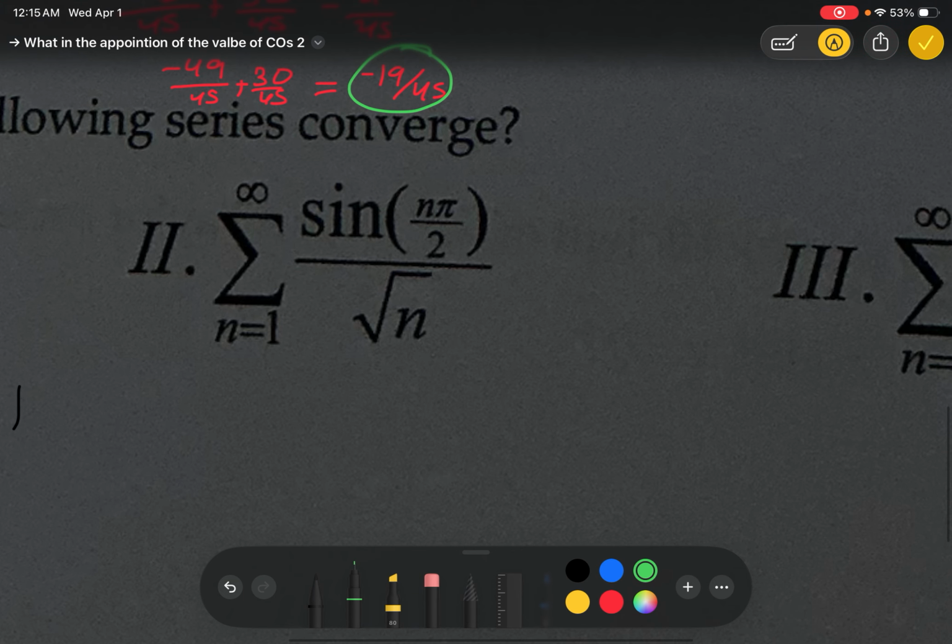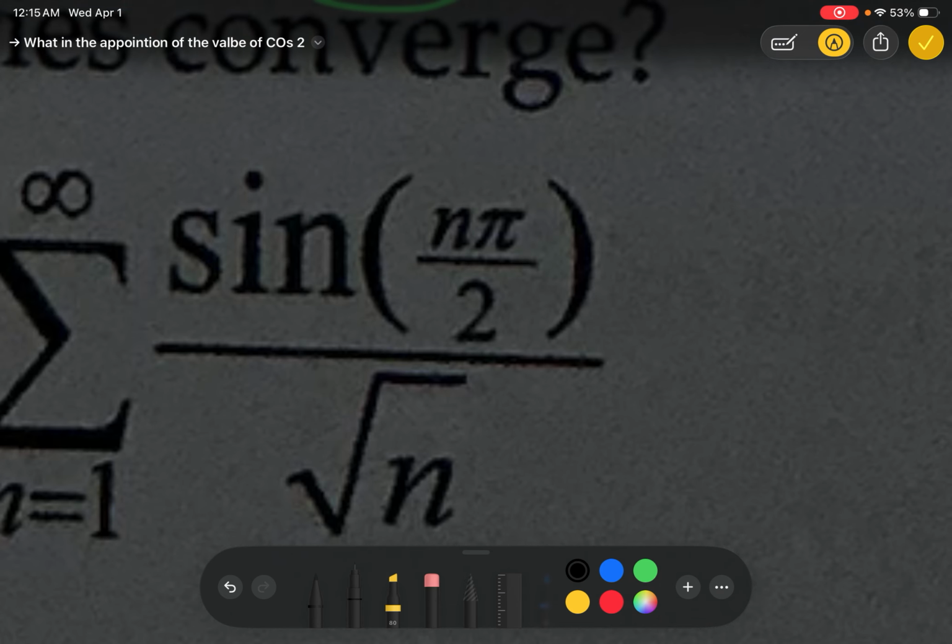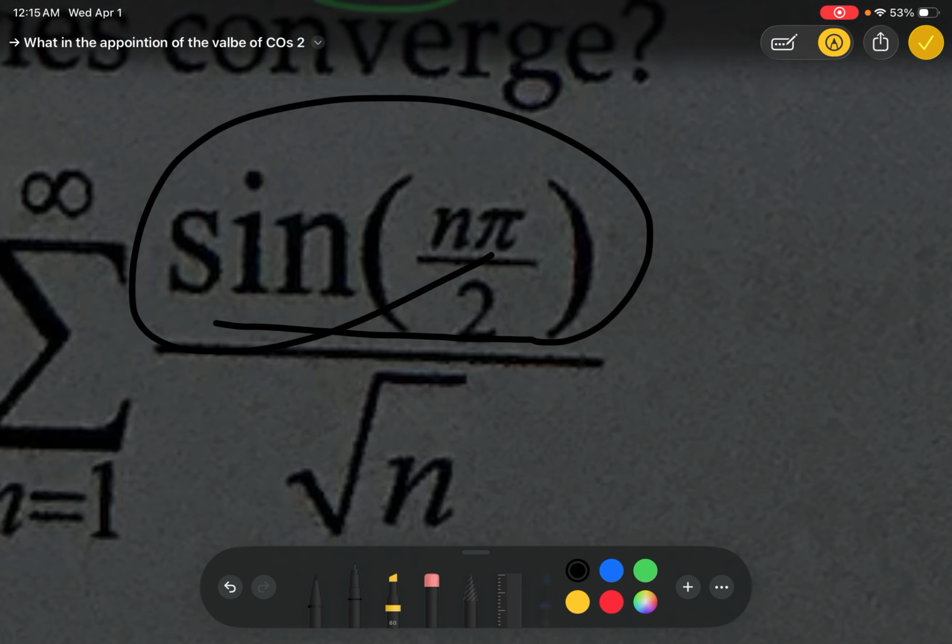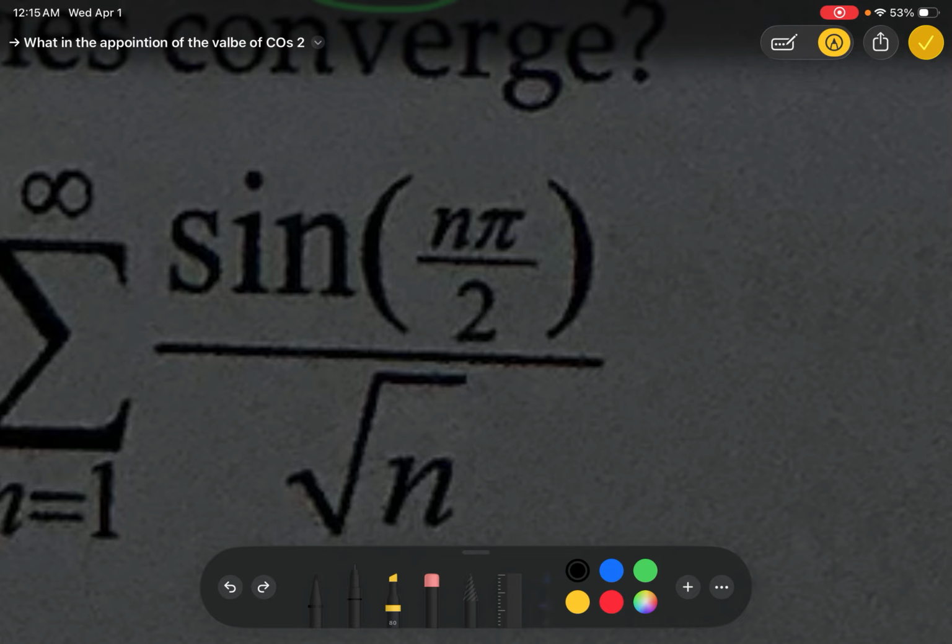Yes. Looking at this, it is an alternating series problem. Why? It's because this sine function here is a switcher. Sine, cosine, or negative 1 to the n is a switcher. If it was negative 1 to the 2n, it would not be a switcher, because if you multiply any number by 2 you always get an even number, and negative 1 to the power of an even number just gives you positive 1, so it doesn't affect your problem at all.